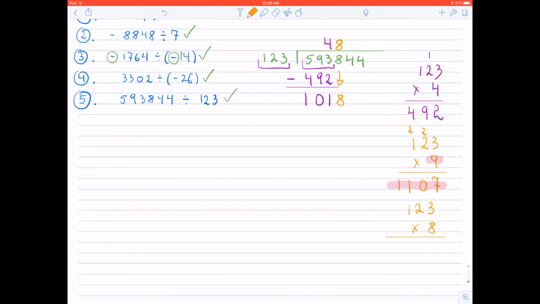So 8 times 3 is 24. Carry the 2. 8 times 2 is 16. Plus the 2 is 18. Carry the 1. And now 8 times 1 plus the 1 is 984. Okay, now it is less.